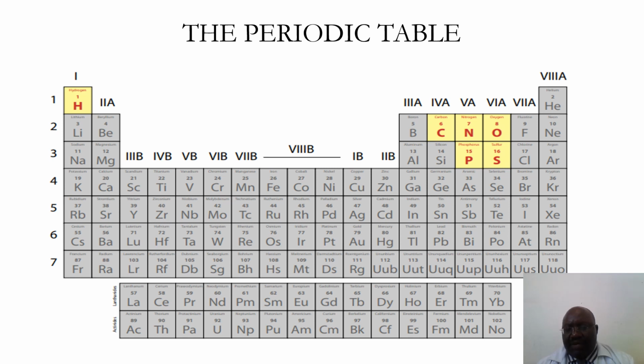The columns are groups. All the atoms in the same period have the same number of electron orbitals, the same number of layers or levels of electrons that can be occupied. For example, hydrogen is followed by helium, which has only 2 electrons. Both are in the same period.